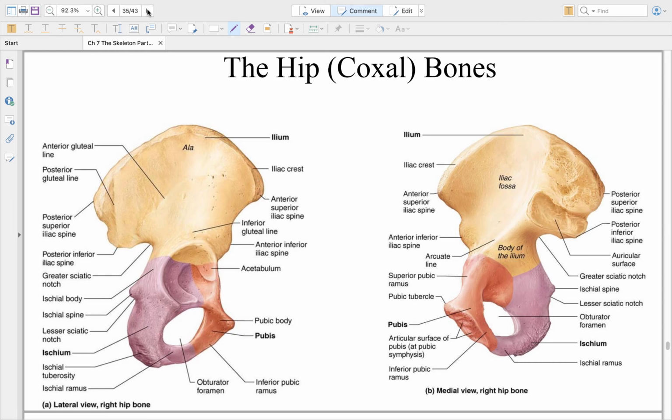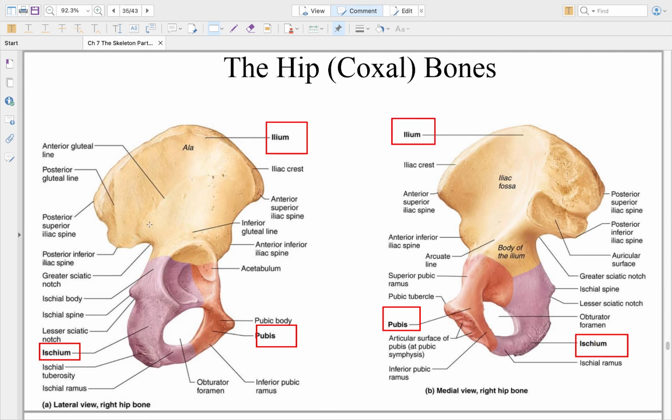All right, now we have a lateral view of the right hip and then a medial view of the right hip bone, and I want to point out some important factors here. Okay, let's figure out where we are. There's the ilium, pubis, ischium. Okay, so on this side it's turned this way, and this is this way.